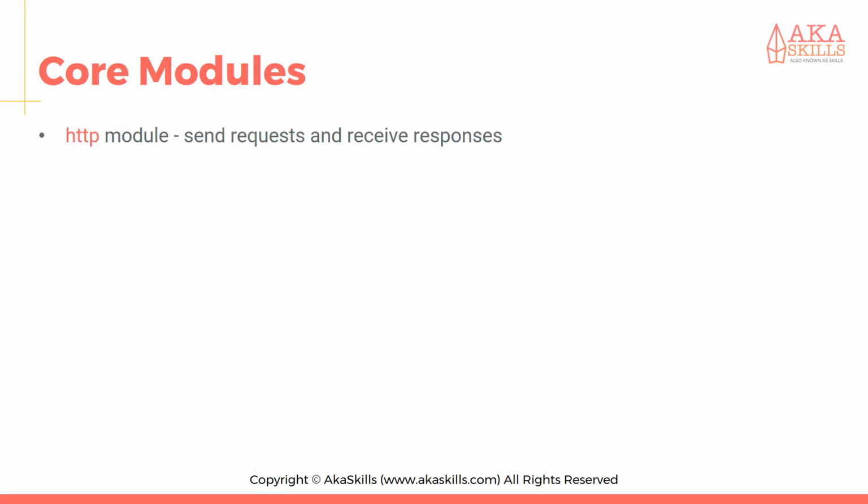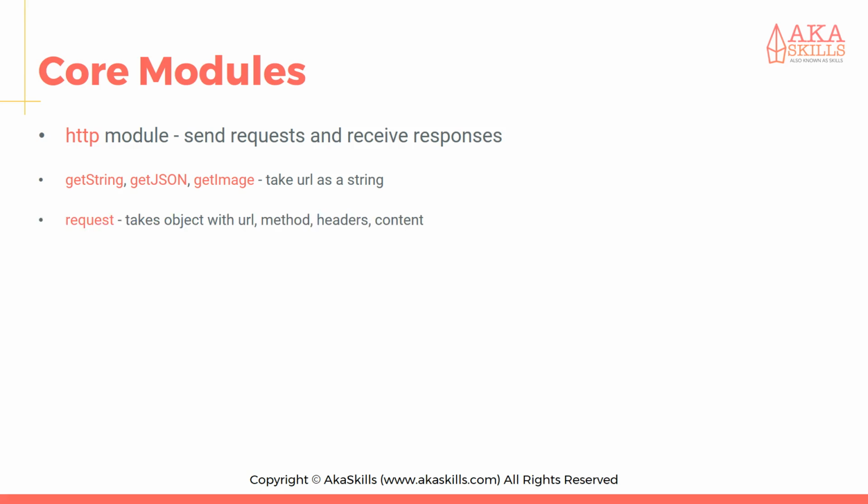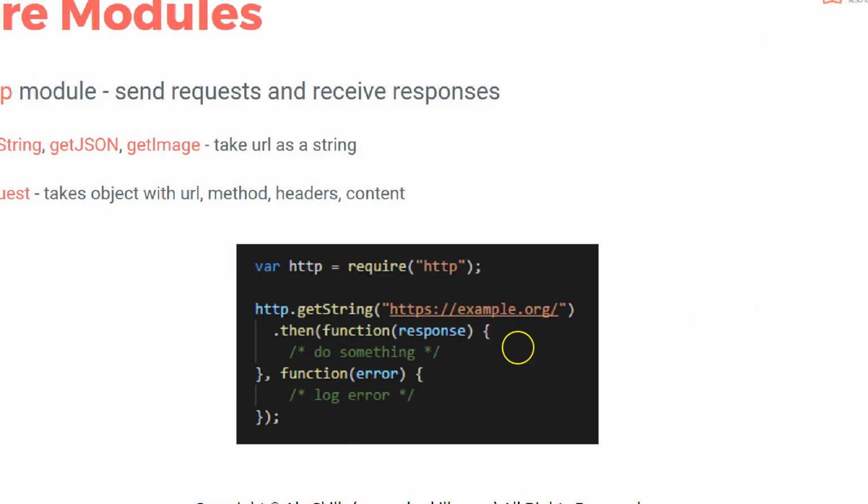We have also the HTTP module, which is used to send requests and receive responses. We have getString, getJSON, getImage, which take a URL as a string, and it's making the GET request. The request object basically takes an object with URL, method, headers, and content. And here is the example.